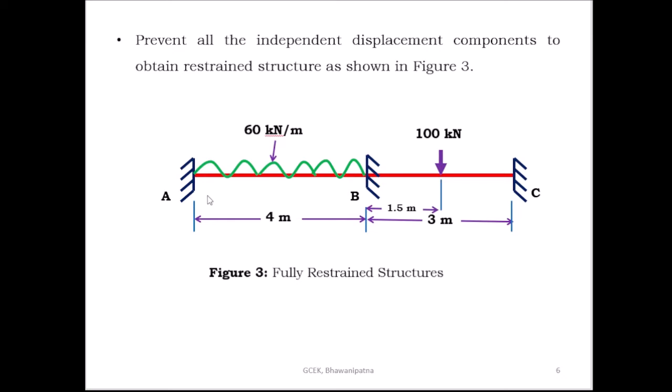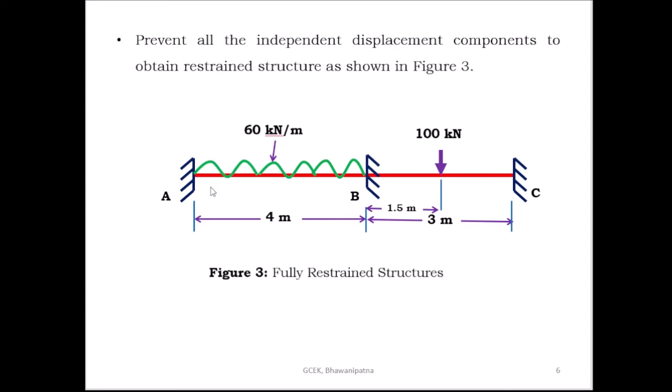So, here first find out the forces in the restrained structure in the coordinate directions due to the external loading. Prevent all the independent displacement components and obtain the restrained structure. So, apply the fixed end to all the supports, that is, to support A, support B and support C. Make all the supports restrained or fixed and find out the forces at coordinates 1 and 2. First find out the fixed end moments at the ends of the beam, then find out the forces due to the external loading.